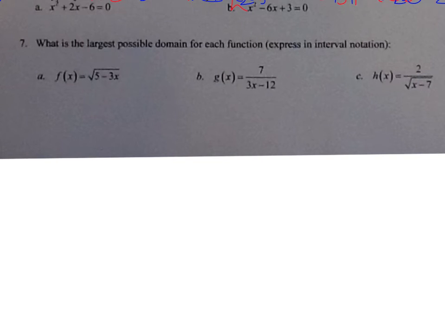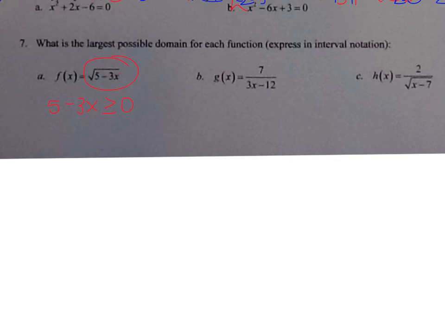So the next thing we're going to do is number 7, which is find the largest possible domain for each function. So take a look at the function. Remember I always said sometimes it's easier to determine what you can't have, thus leading to what you can have. So you have a square root here. And what you can't have with the square root is a negative under the radical, because then it's imaginary. So therefore, 5 minus 3x must be greater than or equal to 0.